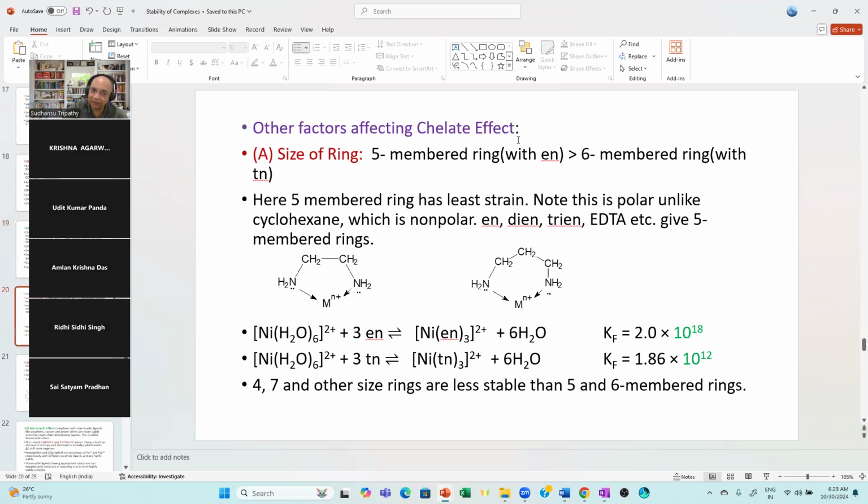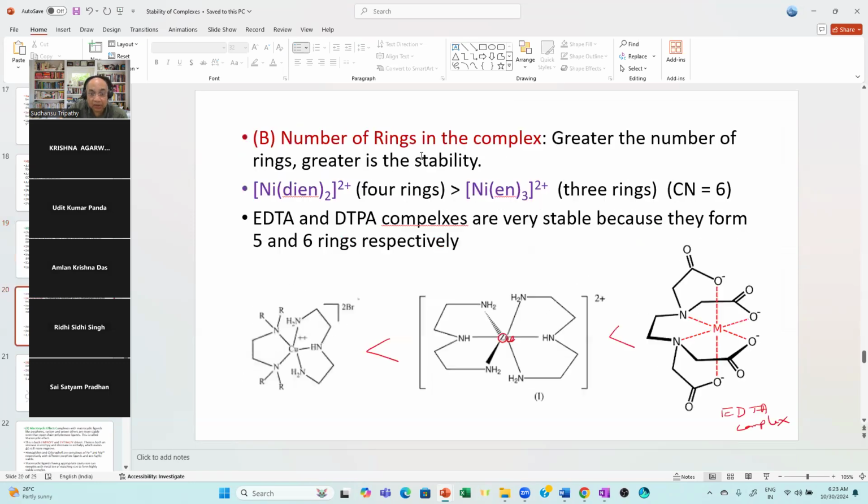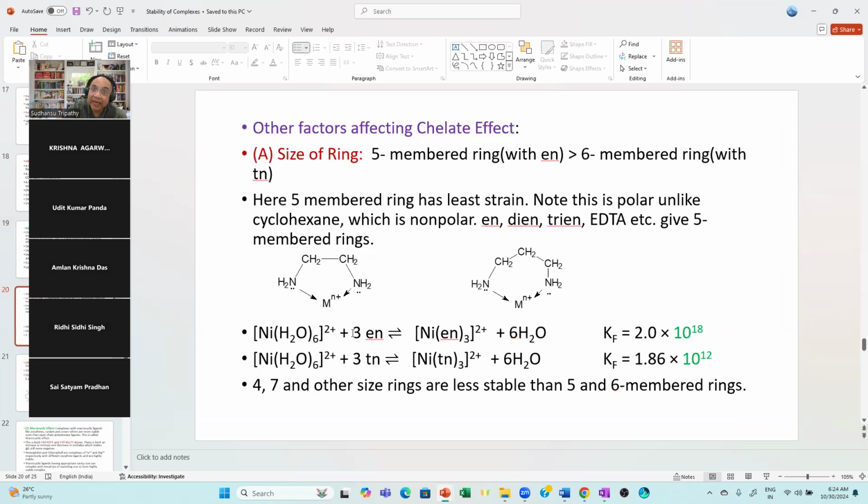The other factors affecting chelate effect. First, the entropy. But the other factor is the size of the ring. A five-membered ring has been found to form a more stable complex than a 6-membered ring. But in the Baeyer strain theory, for cyclic hydrocarbons like cyclopentane, cyclohexane, cycloheptane, cyclobutane, that strain theory is applicable for non-polar molecules. These cycloalkanes are non-polar, but these are polar molecules for which that Baeyer strain theory will not be applicable. It has been found the 5-membered ring has less strain and is more stable.